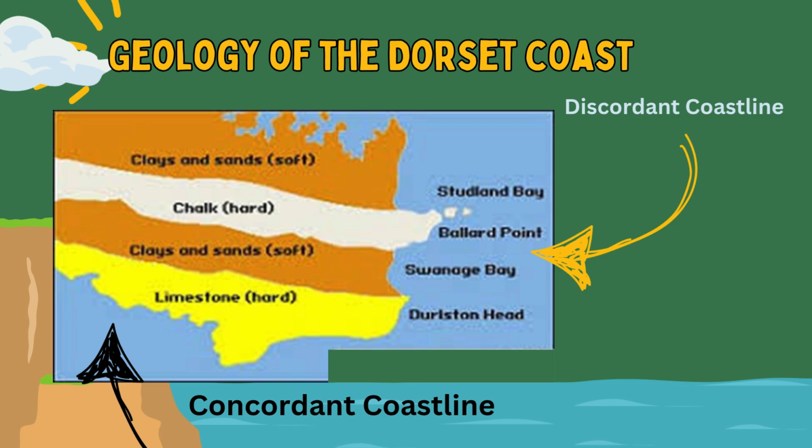Discordant coastlines are made up of rock layers that are perpendicular to the coast. Less resistant rocks are eroded more quickly than the more resistant rocks. As a result, a series of headlands and bays will form.